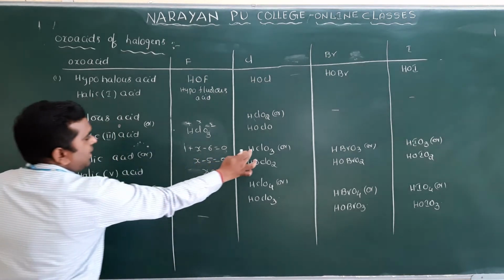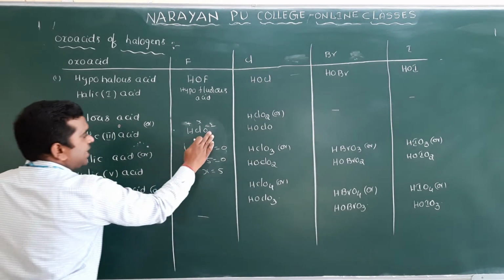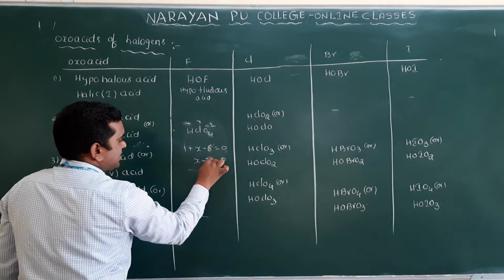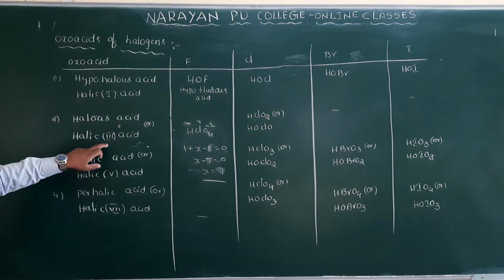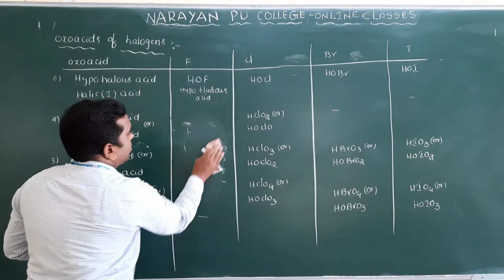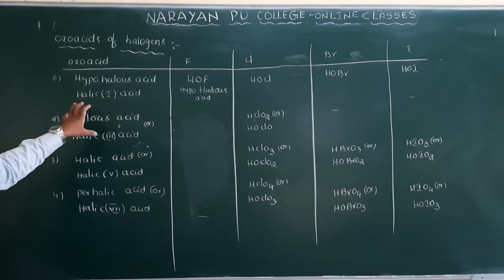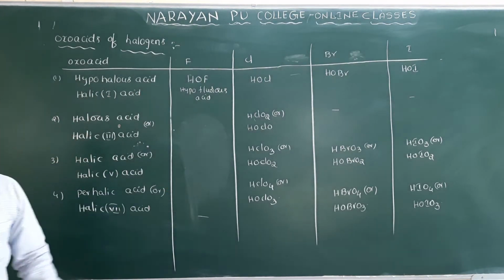So what is the oxidation state in HClO3? +5. If I take HClO4, what will you get here? 4 into 2, 8, and here 7. So the oxidation states are 1, 3, 5, 7. Clear? Next we will discuss the structures of oxo acids. Clear?